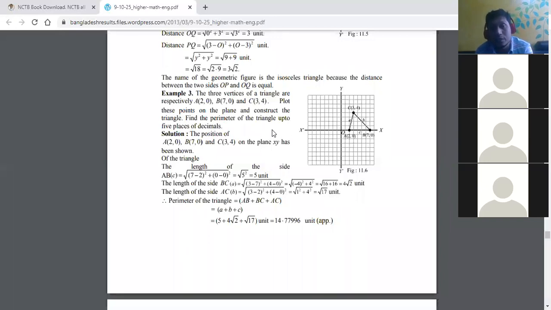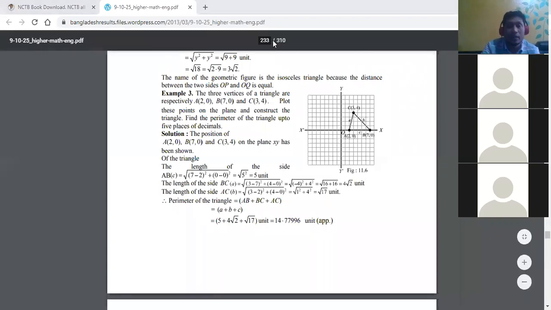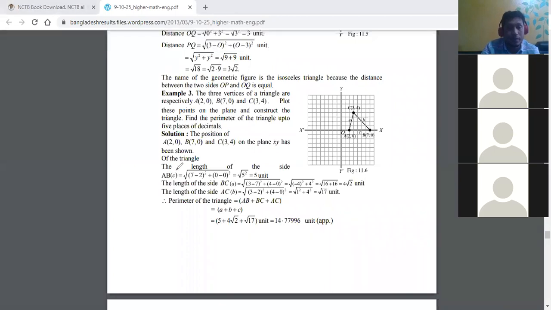So what is the distance of AB? AB will be determined if we apply the distance formula between A(2, 0) and B(7, 0). I'm showing it by annotation. You see, AB is given here. AB is 5 units. You can easily see: root over (7 minus 2) whole square plus (0 minus 0) whole square. 5 units is AB.